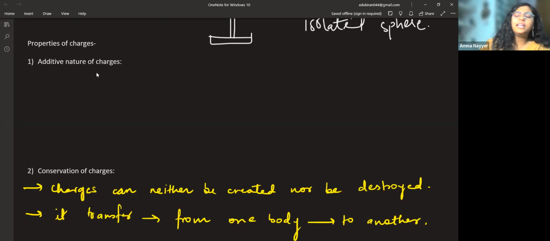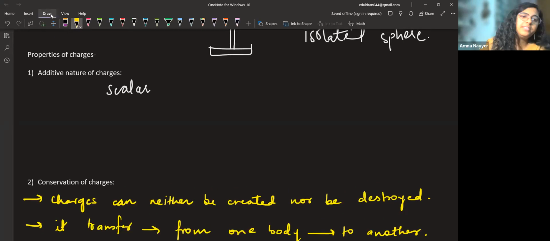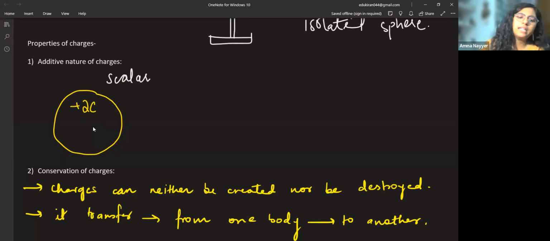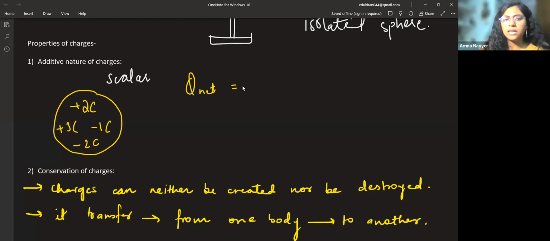Additive nature of charges. We have already discussed that charges are scalar quantities. If they are scalar quantities, you can directly add them algebraically. Suppose there is a body present. It has +2 coulomb, -1 coulomb, +3 coulomb, -2 coulomb, all this mixture of charges is present. So if I want to find out the net charge, I'll just add them because they are scalar quantities. So you can add all the charges that are present.